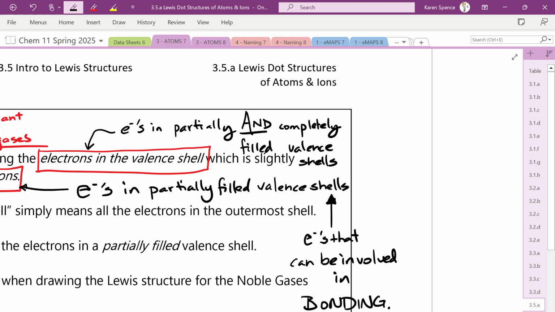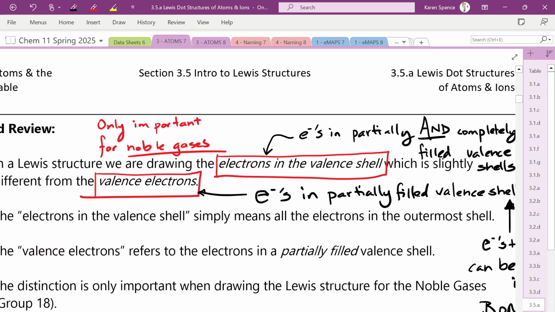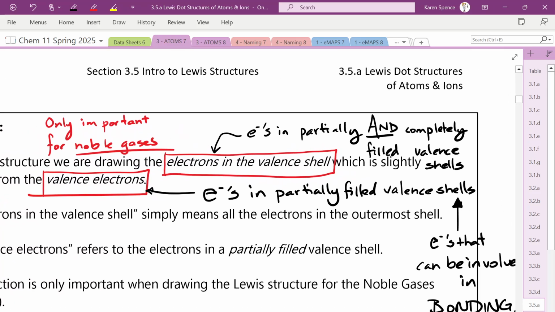So, noble gases. How many valence electrons? It's full. So is it partially filled? No. Noble gases are completely filled. So how many valence electrons does a noble gas have? 0. Okay. But how many electrons does neon have in its valence shell? 8. How many does argon have in its valence shell? 8. How many does helium have in its valence shell? 2.